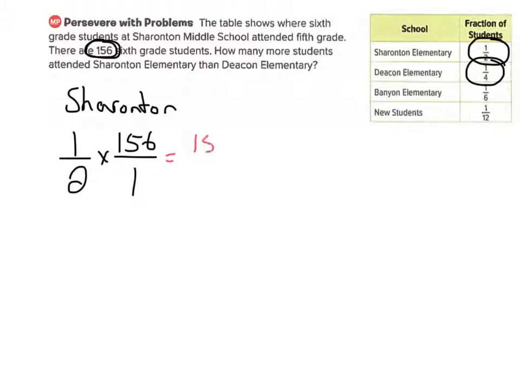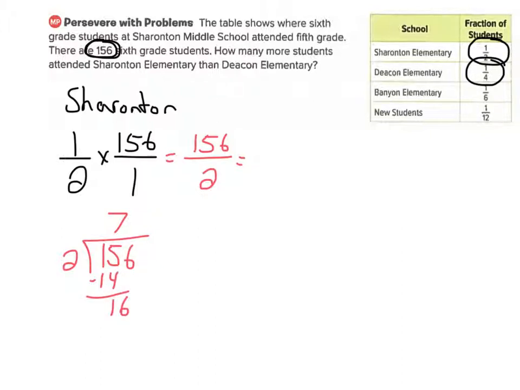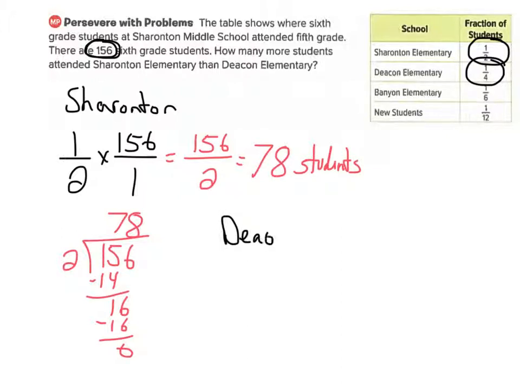When I multiply, I get 156 halves. When I divide, I'm trying to find out how many times 2 goes into 156. That's just a division problem I can do off to the side. 2 goes into 15 7 times, which is 14. Subtract, I get 1, bring down my 6. 2 goes into 16 8 times. So 156 halves is the same thing as 78 students. That's Sharonton.